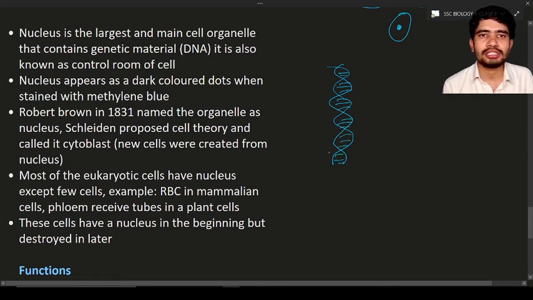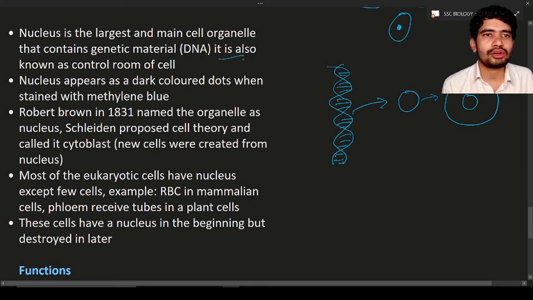This DNA is mainly responsible for human behavior, character, height, weight, intelligence, everything. This DNA is most important. Where is this DNA present? This DNA is present in the nucleus. Where is the nucleus present? The nucleus is present inside the cell. This DNA is a genetic material. DNA means deoxyribose nucleic acid. It is present inside the nucleus.